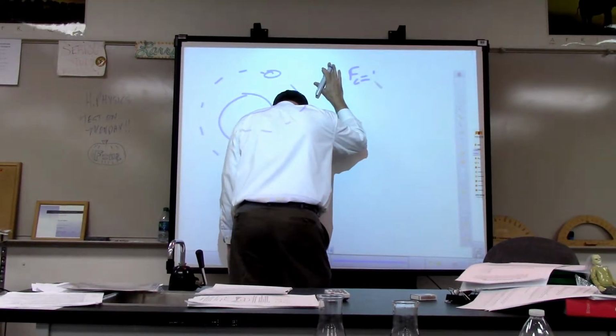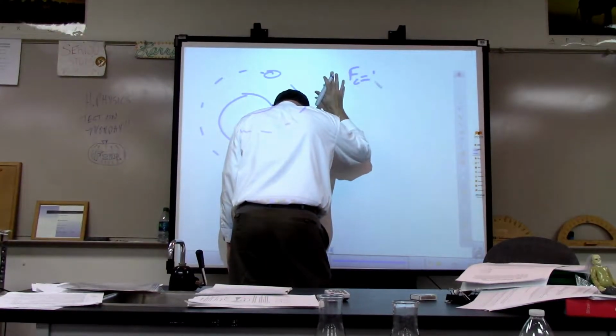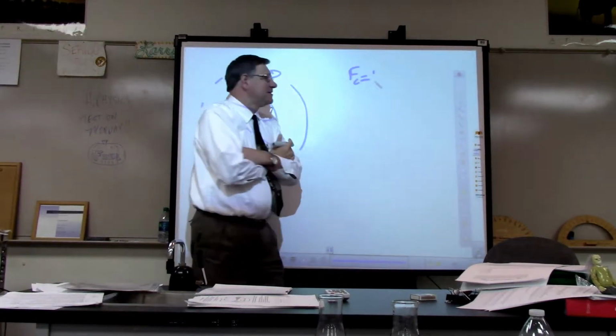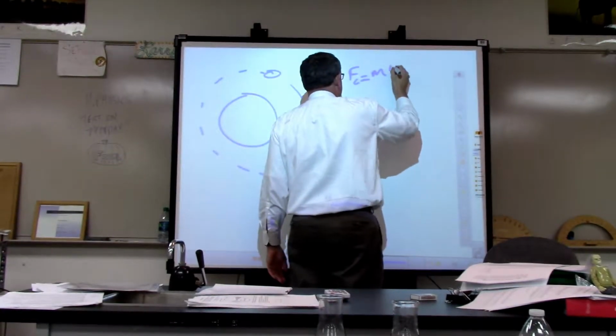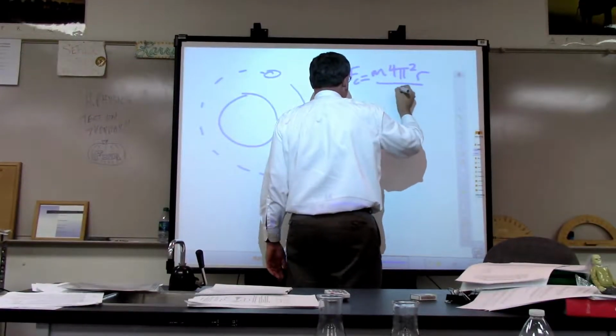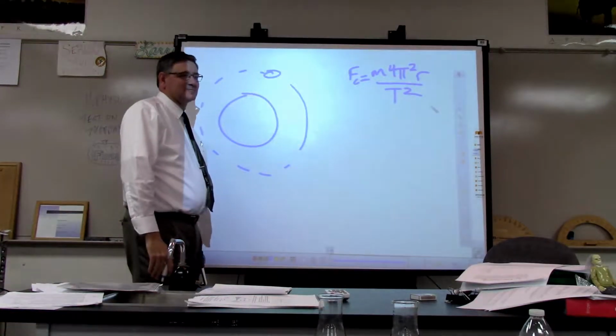G m1 m2 divided by r squared. No, that's F. They want to take mass and acceleration. F_c equals mass times centripetal acceleration, 4 pi squared R over T squared.